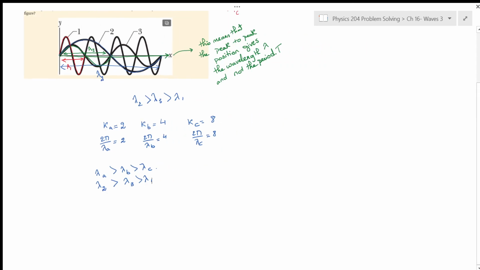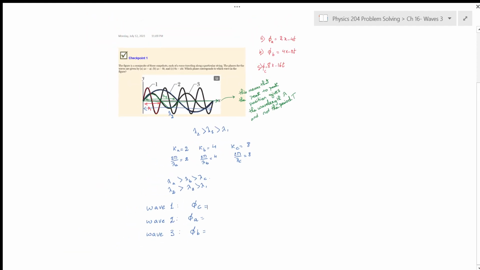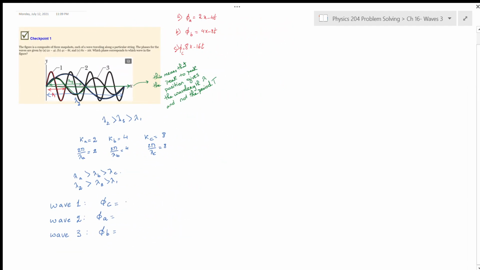So for wave 1, we have phi C. For wave 2, we have phi A. And for wave 3, we have phi B. And we can write down their values. So this is 8x minus 16t, this is 2x minus 4t, and this is 4x minus 8t.